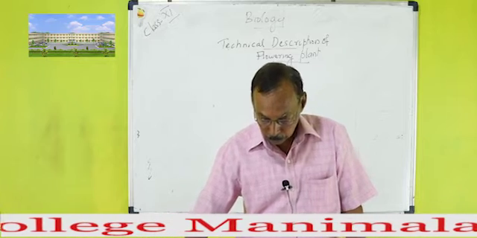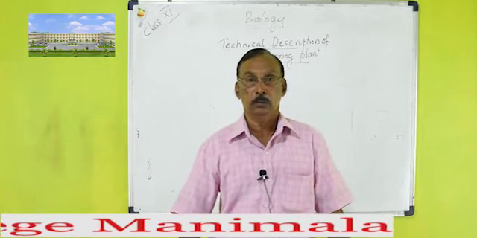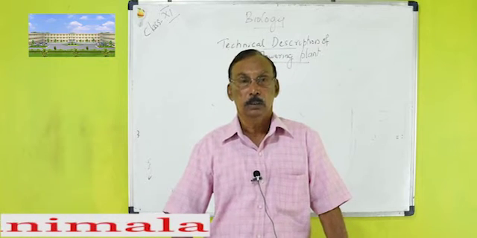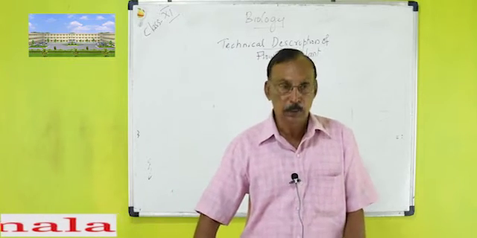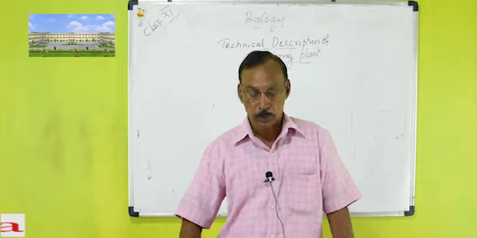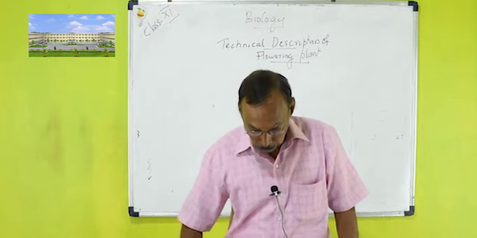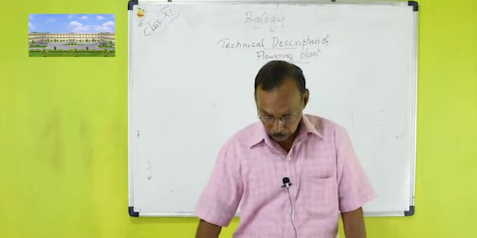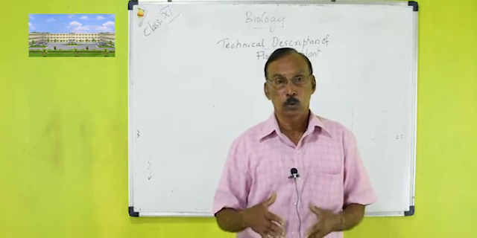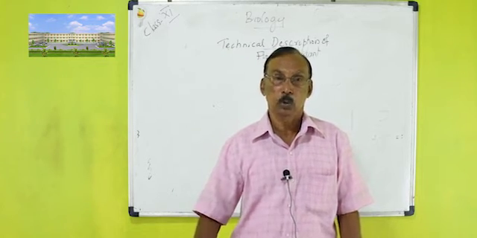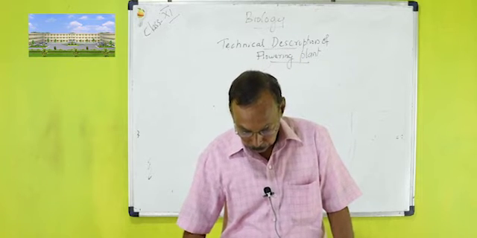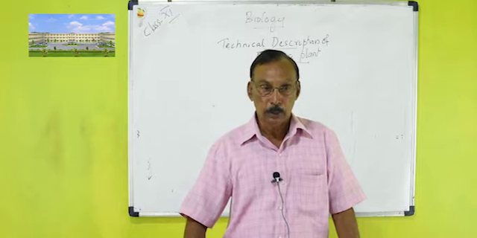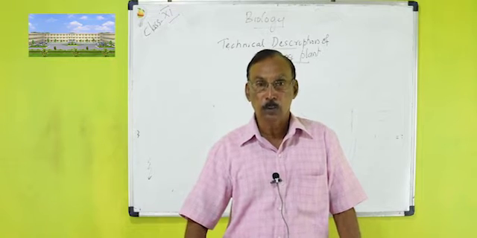The morphological, meaning external, description is done in scientific language. After that, the description is given in a proper sequence, that is from the root to the flower. That is the morphological description of the flowering plant.